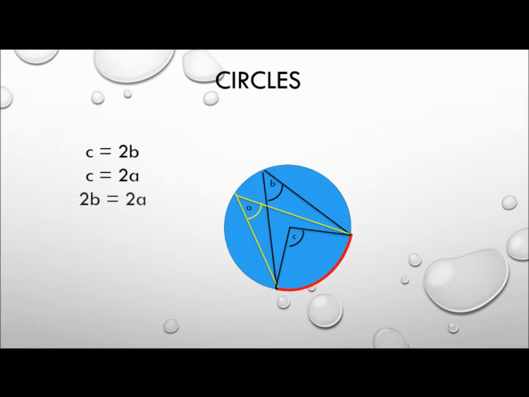Since the same angle is twice B and twice A, that means twice B is the same size as twice A, which means A is the same size as B. And that's all there is to it. The proof is just that simple.